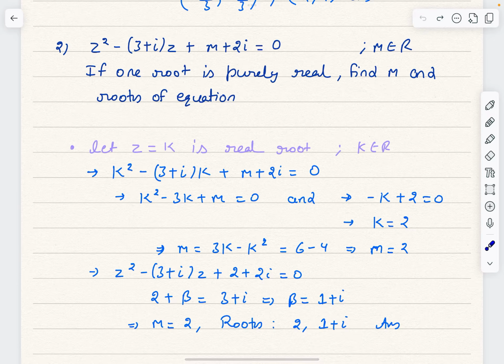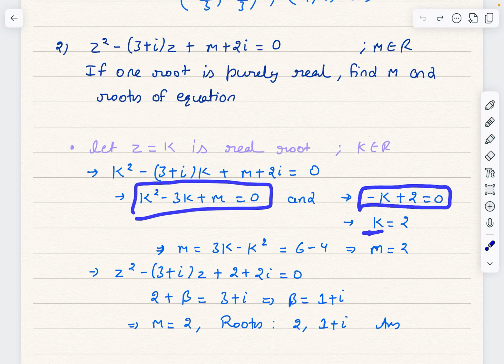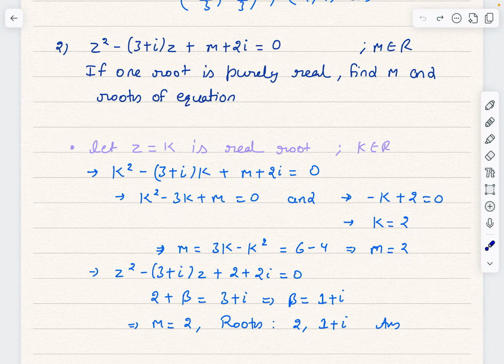If you are not able to solve, see this. Let us say z = k is the real root, so k will be a real number. Put it here, you get k² − (3 + i)k + m + 2i = 0. Now equate the real part to 0, and equate the imaginary part to 0. So you get k² − 3k + m = 0 and −k + 2 = 0. So k will be 2 from here. When you put k as 2, you get m will be again 2. So the real root will be 2 and m is also 2.